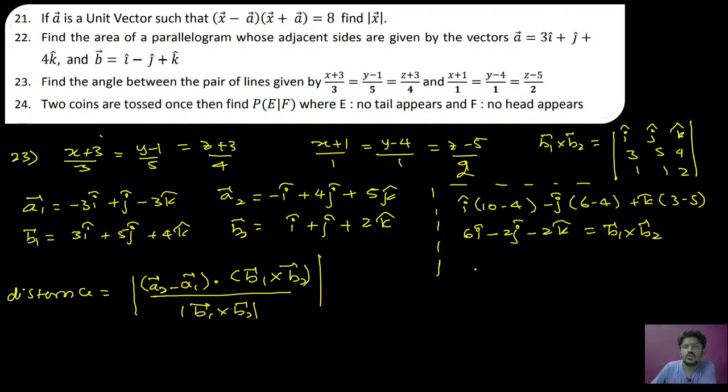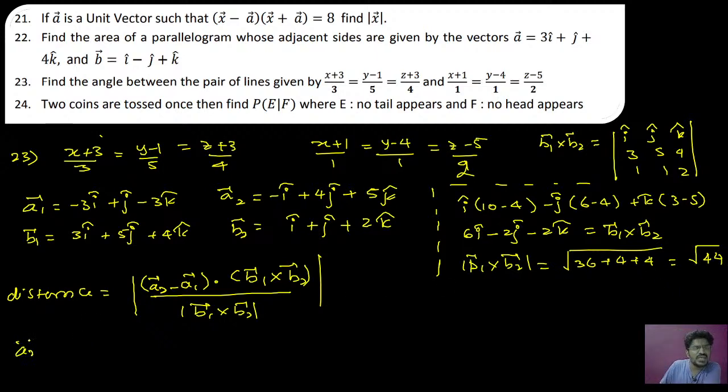Okay. What is mod of b1 cross b2? Mod of b1 cross b2 will be equal to square root of 6 square is 36, 2 square is 4, 2 square is 4, so that is root 44. Okay. Now a2 minus a1.